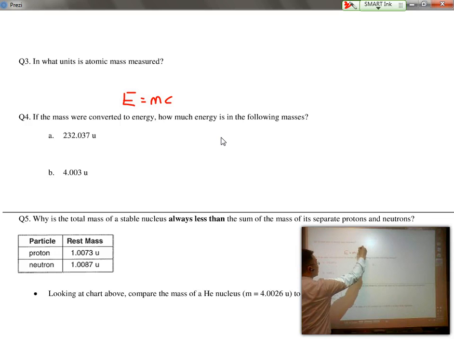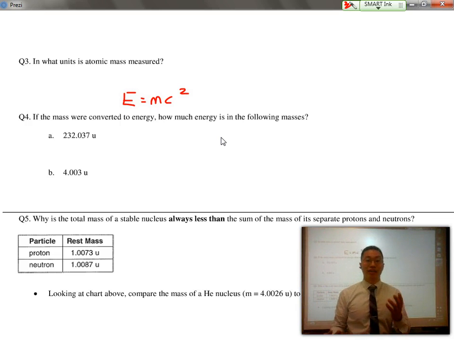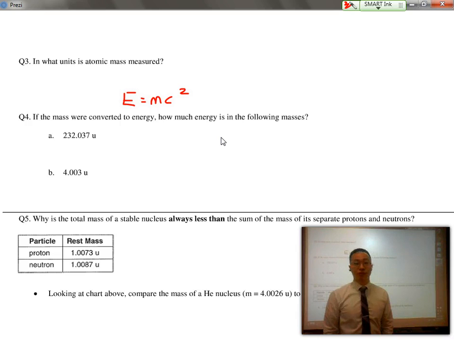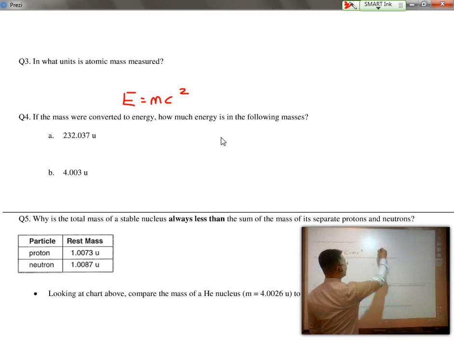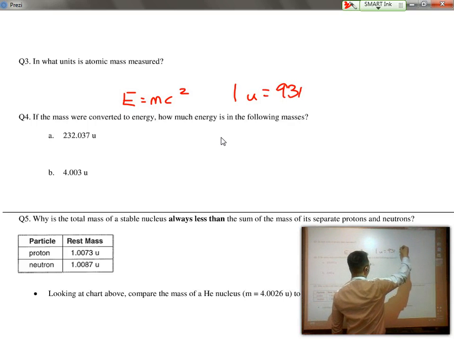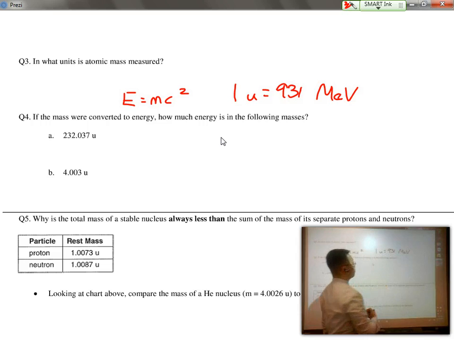About the equivalence of mass and energy, how mass is really just made out of energy, and energy is made out of mass, and vice versa. One of the conversion factors that we're going to end up dealing with later on is that one atomic mass unit can be turned into 931 MeV. We'll get to this more later on, but keep that in mind as another possible conversion factor.